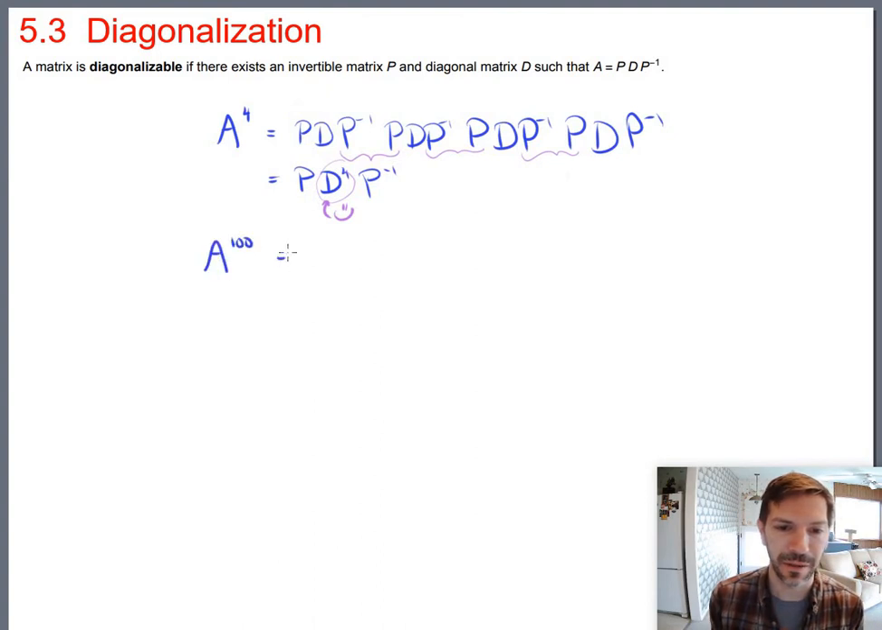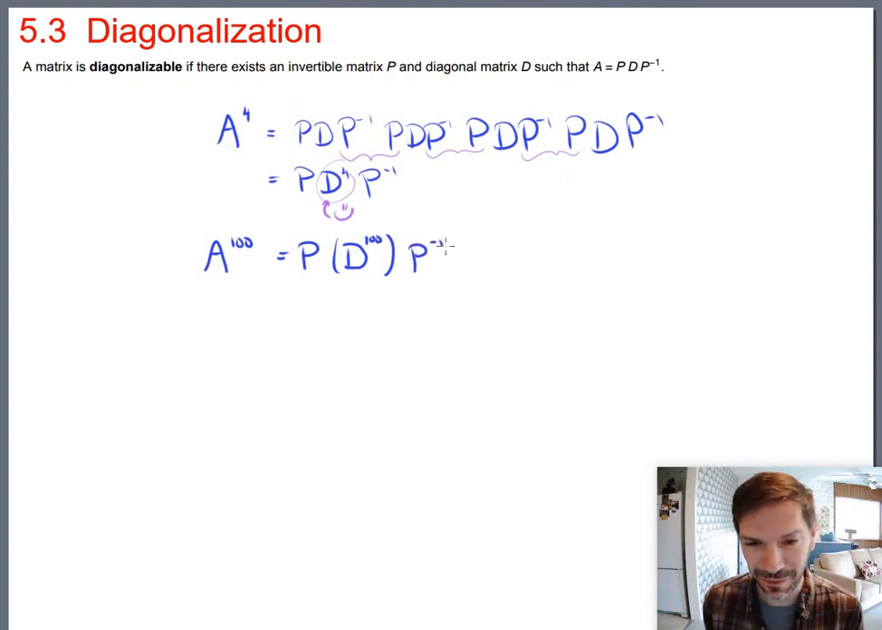A to the 100th, it would just be P D to the 100th, which is easy, and P inverse. And that's where the efficiency really comes in, is higher powers than 4. So that's the idea. Seems helpful, right? If getting this PDP inverse isn't too much work. Once we have it, it'll be useful.